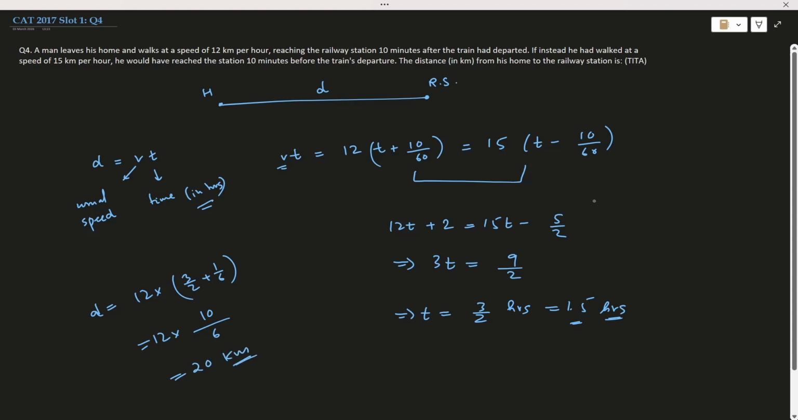You can substitute 1.5 here as well. You will get the same answer. So the correct answer will be 20 kilometers. We are asked to find the distance in kilometers only. So the correct answer will be 20. Alright guys, it's a very simple question. Let's move on to the last question for today's session.